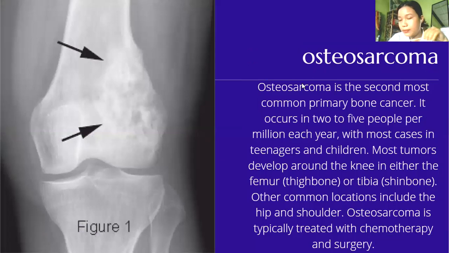Osteosarcoma. Osteosarcoma is the second most common primary bone cancer. It occurs in 2 to 5 people per million each year, with most cases in teenagers and children. Most tumors develop around the knee in either the femur or tibia. Other common locations include the hip and shoulder. Osteosarcoma is typically treated with chemotherapy and surgery.